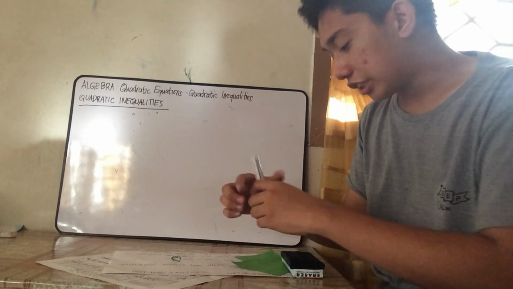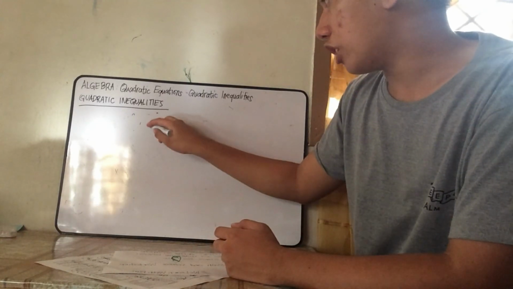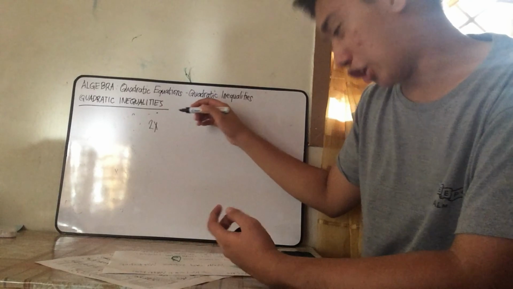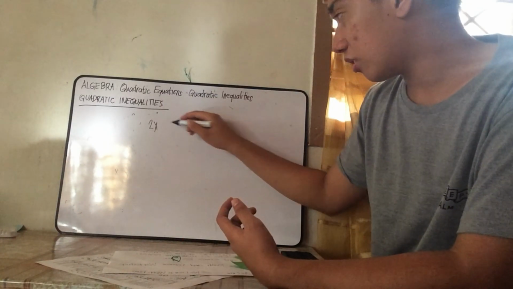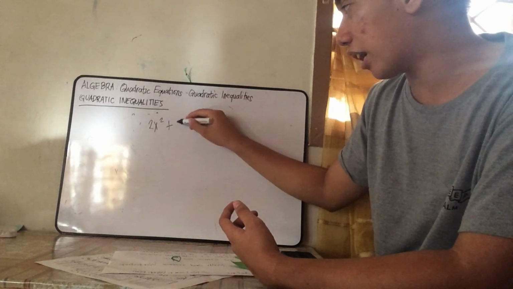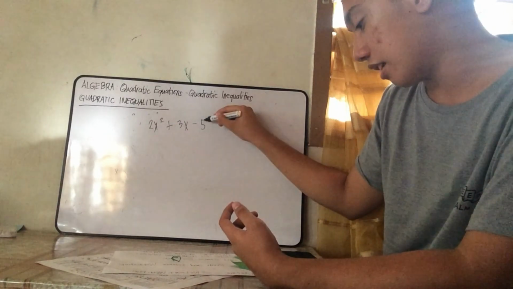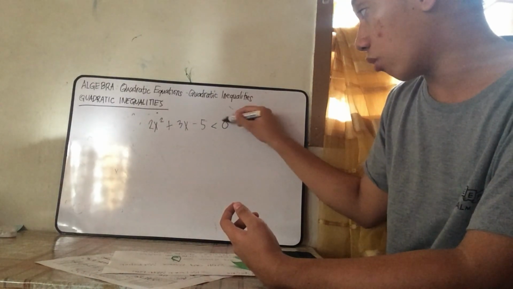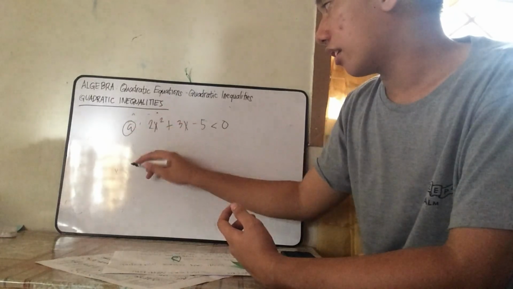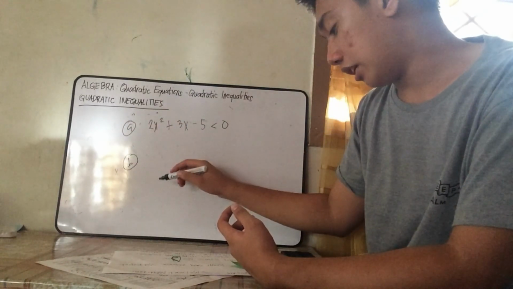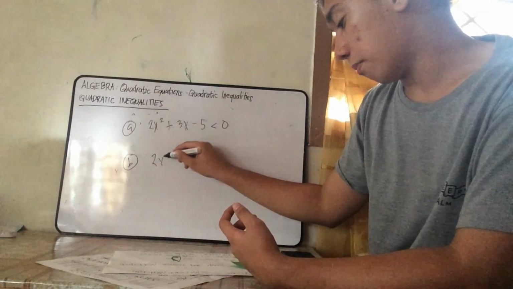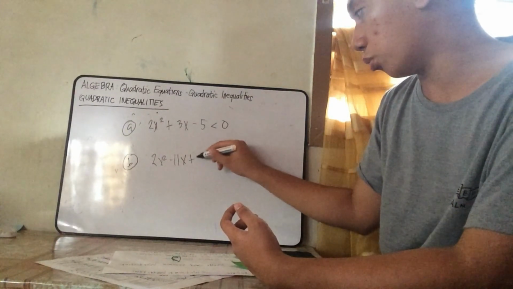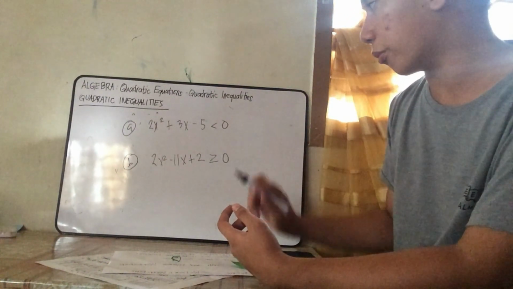Okay. Meron ako ibibigay sa inyo dalawang problems and you need to solve this one or hindi naman siya necessary but just for you to practice. So, 2x squared plus 3x minus 5 is less than 0. This is your first. And the other one will be 2x squared minus 11x plus 2 is greater than or equal to 0.